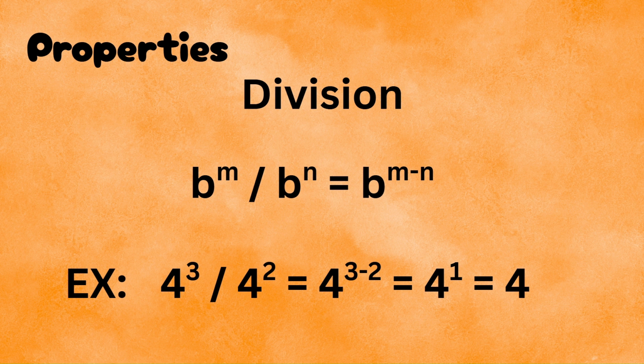So an example of this is 4 to the power of 3 divided by 4 to the power of 2. This would equal 4 to the power of 3 minus 2, which equals 4 to the power of 1, which equals 4.